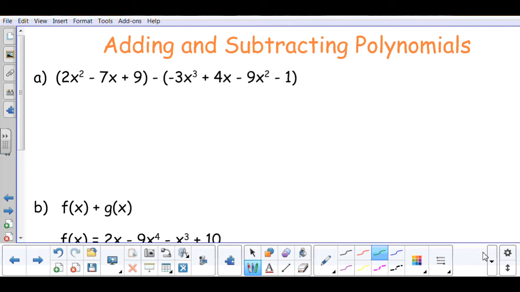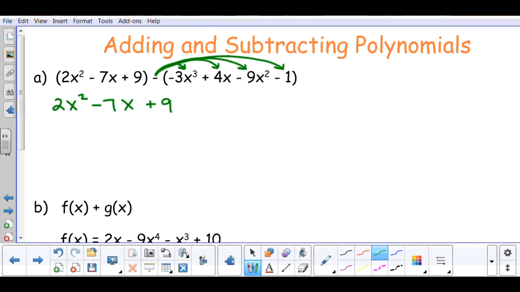Since I am subtracting this whole second expression, I'm not just going to be subtracting the first term of negative 3x to the third, I'm going to be subtracting all 4 of those terms. So this subtraction sign is going to get distributed down so that all 4 terms will receive it. So these first 3 terms of 2x squared subtract 7x plus 9 will remain the same as they are.